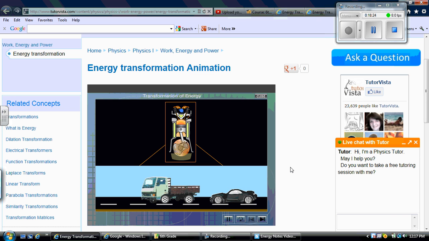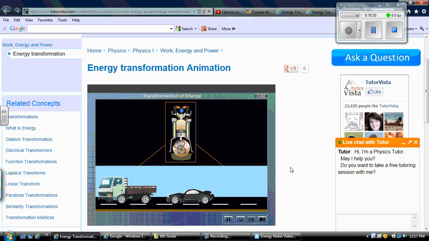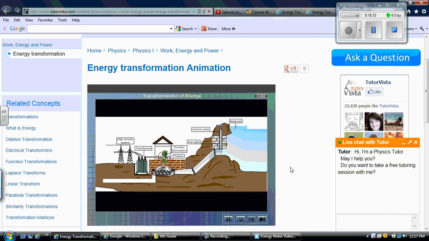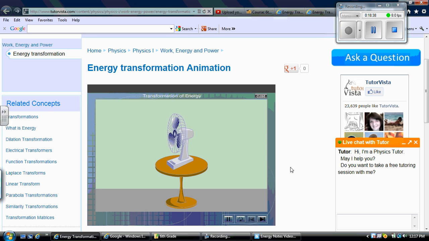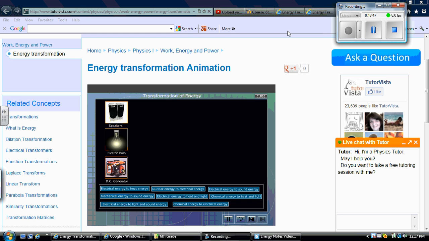For example, in petrol and diesel engines, heat energy is converted into mechanical energy. In a generator, mechanical energy is converted to electrical energy. In an electric fan, electrical energy is converted into mechanical energy. Energy, an activity. Shown here are a few devices that work due to transformation of energy. Classify them according to the transformation. Observe the highlighted image and click on the appropriate transformation.